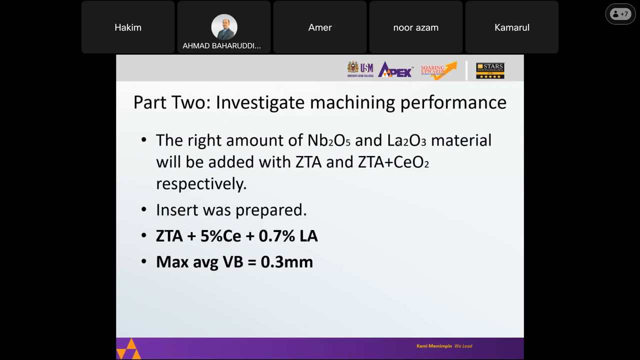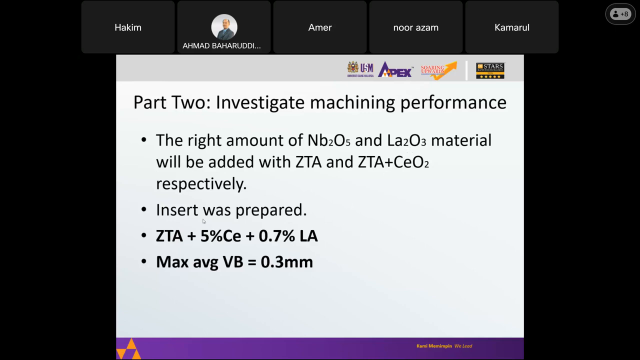So I started with lanthanum oxide only. For niobium oxide, the best one is 3%, or 2%, which provides the smallest flank wear. After this, I concentrate on lanthanum oxide.